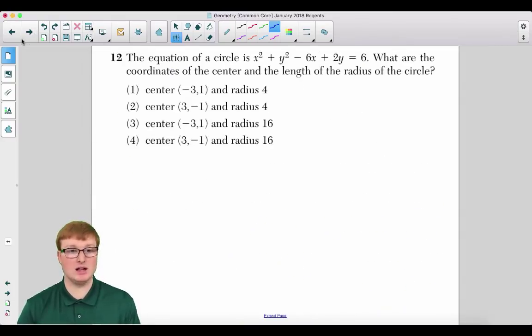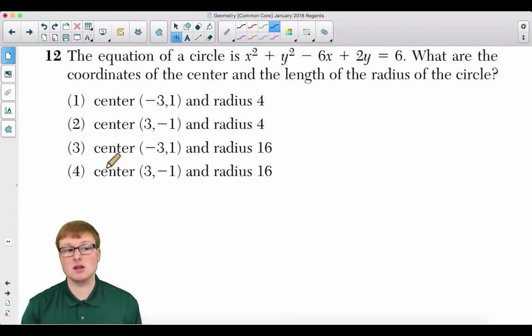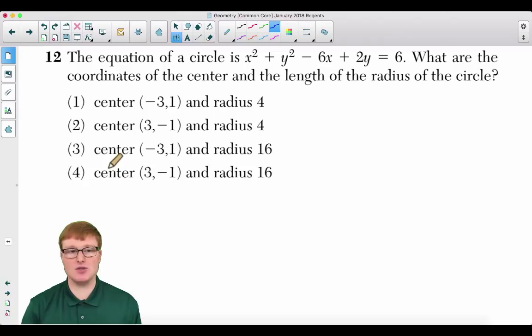Moving on to number 12. The last question of the video. The equation of a circle: x squared plus y squared minus 6x plus 2y equals 6. What are the coordinates of the center and the length of the radius of the circle? So, let's take a look. So the center and the radius.